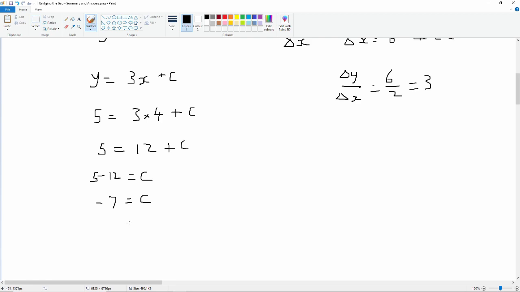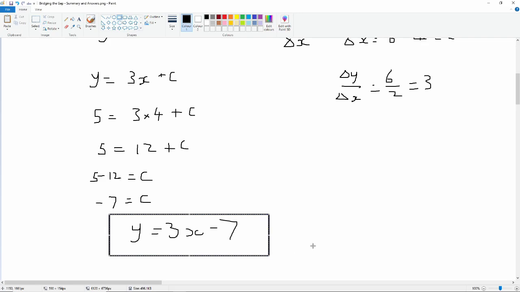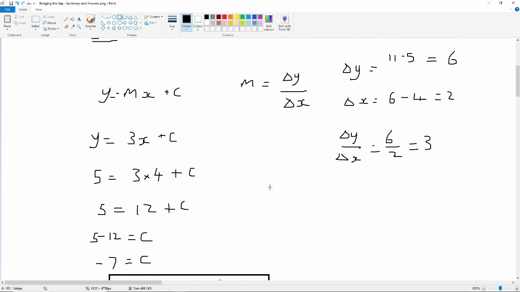Right then, so that gives us y equals 3x minus 7, which is the equation of the line passing through those 2 points. And that's our answer to question 1.